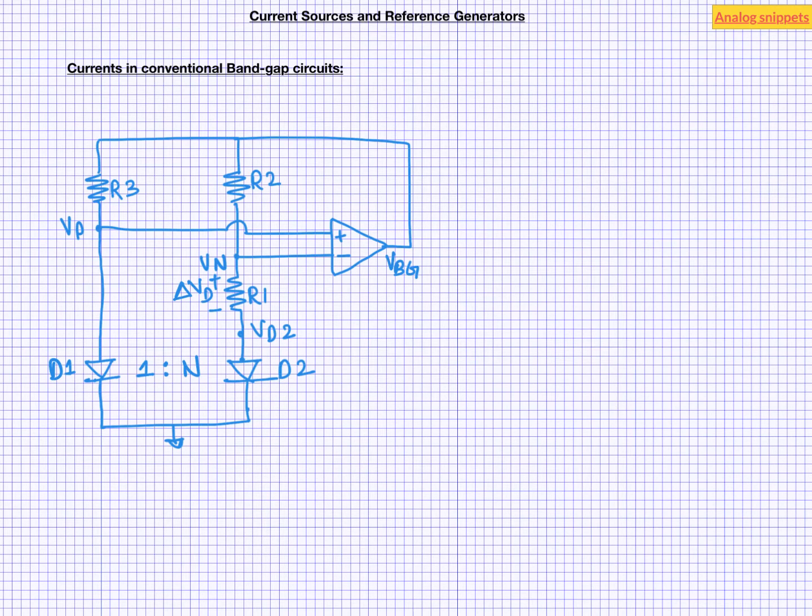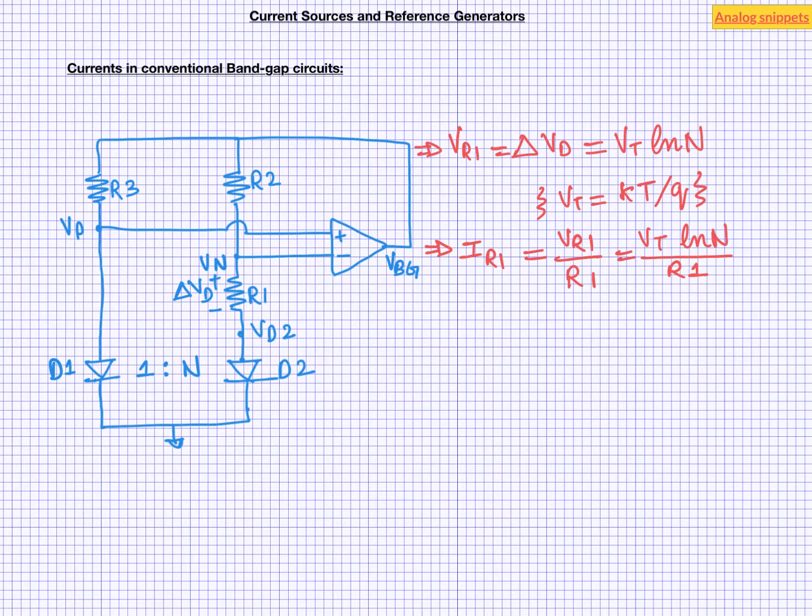Let's start with conventional bandgap circuits. Currents in these two branches are dictated by the value of R1. We know that the difference between the diode voltages appears across R1. This voltage is given by Vt ln N, where Vt is the thermal voltage and N is the ratio between the two diodes. So the current into R1 will be simply this voltage divided by the value of R1. So this is the current byproduct of this voltage reference which we might want to use in our circuits.